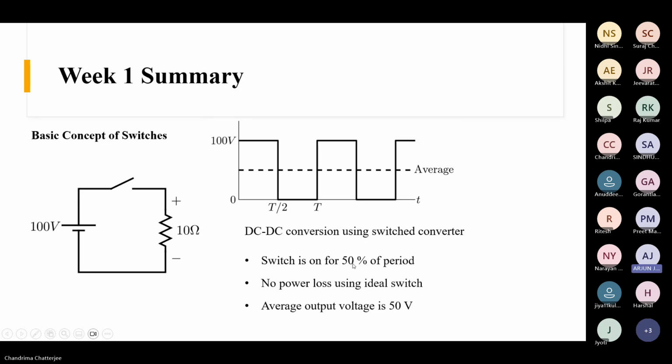Yes, ma'am. So the advantage here is very obvious, that we are not incurring any loss, unlike the previous one, right? As we are assuming an ideal switch, no drop occurs across this switch and there is no power loss. So without incurring any loss we are just getting 50 volt across this load.